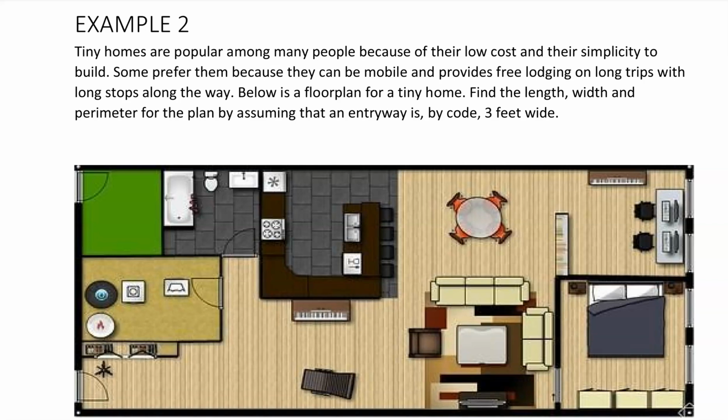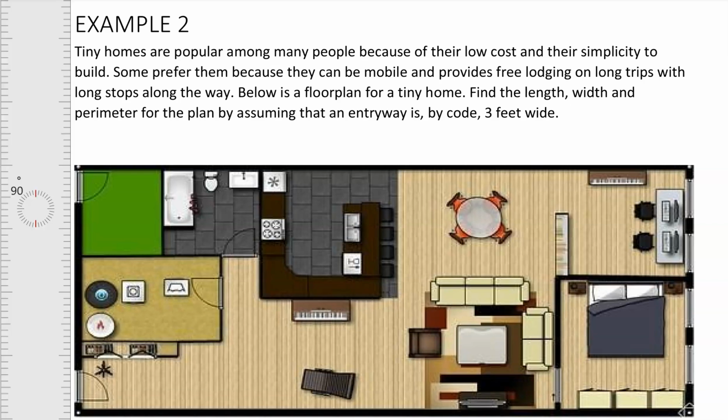Let's move on to talking about example 2. It says tiny homes are popular among many people because of their low cost and their simplicity to build. Some prefer them because they can be mobile and provide free lodging on long trips with long stops along the way. Below is a floor plan for a tiny home. Find the length, width, and perimeter for the plan by assuming that an entryway is, by code, 3 feet wide.